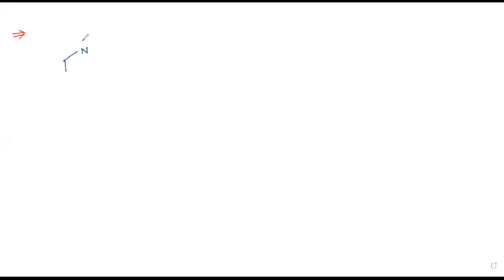Consider this one. Obviously, this is aromatic. It has 6 pi electrons, including the lone pair, which is at nitrogen. Of course, the positive charge will have a vacant p orbital. So look at this example.